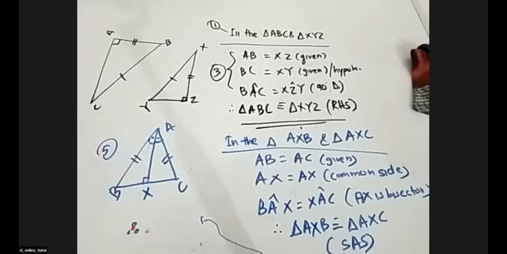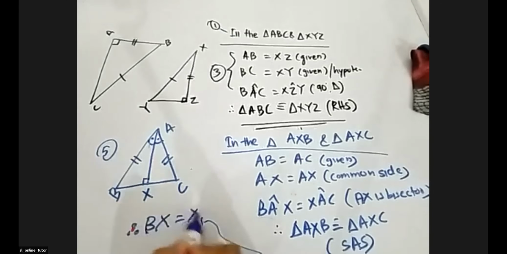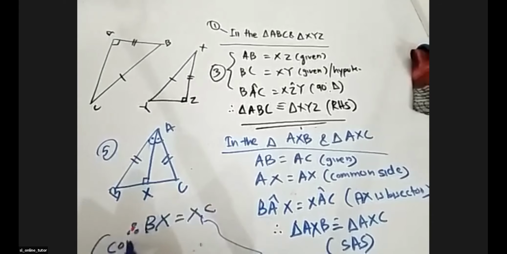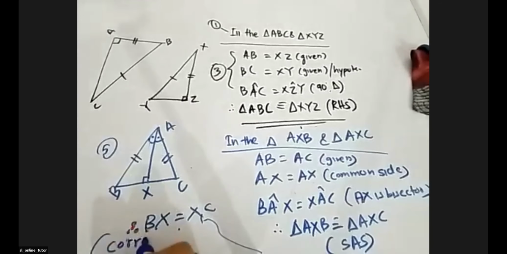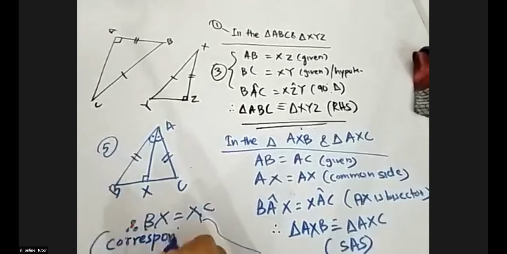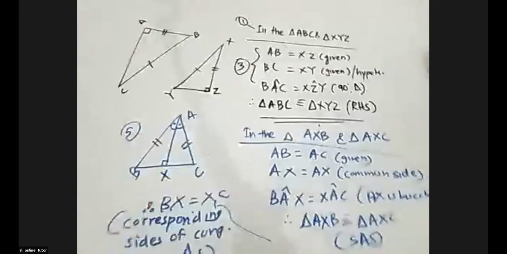Because I wrote BX equal XC. No, BX equal XC should be shown. Therefore, you can say BX is equal to XC, and the reason should be written: corresponding sides of congruent triangles. Okay, teacher. Corresponding sides of congruent triangles. That reason should be written.